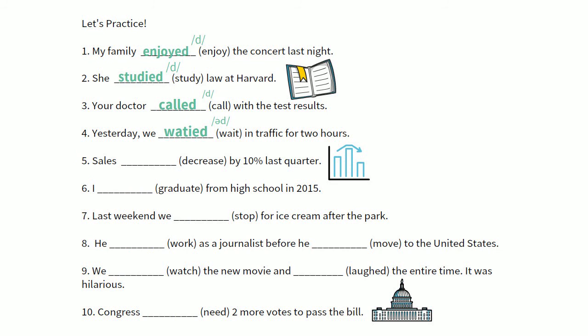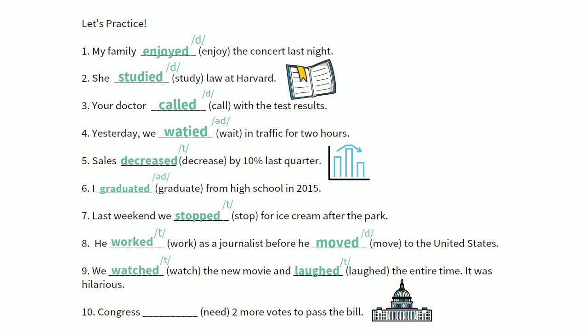Number 5. Sales decreased by 10% last quarter. Number 6. I graduated from high school in 2015. Number 7. Last weekend, we stopped for ice cream after the park. Number 8. He worked as a journalist before he moved to the United States.